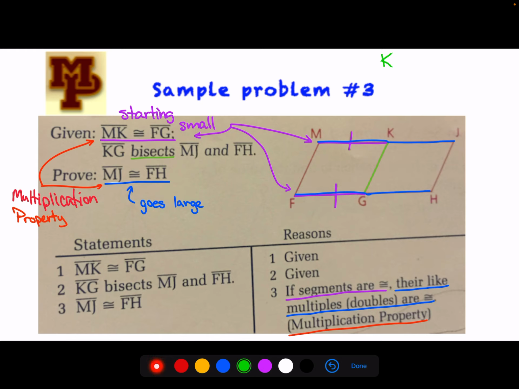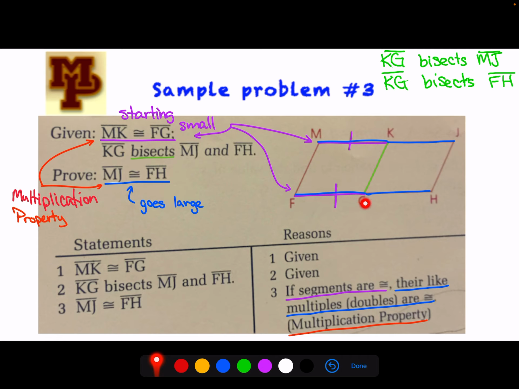I can say, oh, KG bisects MJ, and then KG bisects FH. So this is the same exact thing. It's already written twice, just once in a sentence. So keep in mind, you may have to be thinking, oh, am I only bisecting one thing, or is there multiple things? Now, from here, they tell us in our given information that MK is congruent to FG. So these are segments that only go to the midpoint. So we don't know if we're starting small or starting large yet.